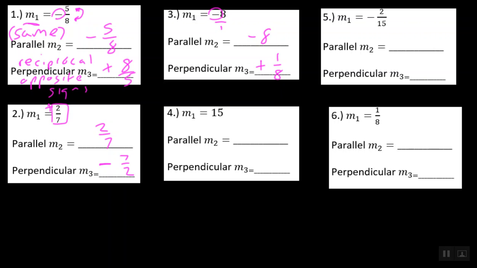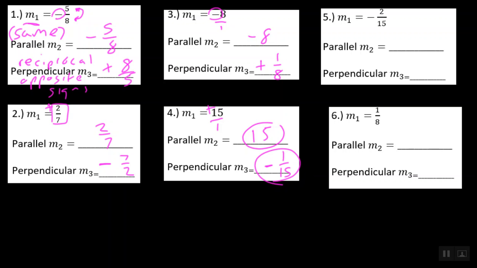Okay, let's look at problem number 4. Well, this is 15/1, but our parallel slope we can just simply write as 15. But what about our perpendicular slope? Well, 15/1 becomes 1/15, and if this is positive, this must become a negative.